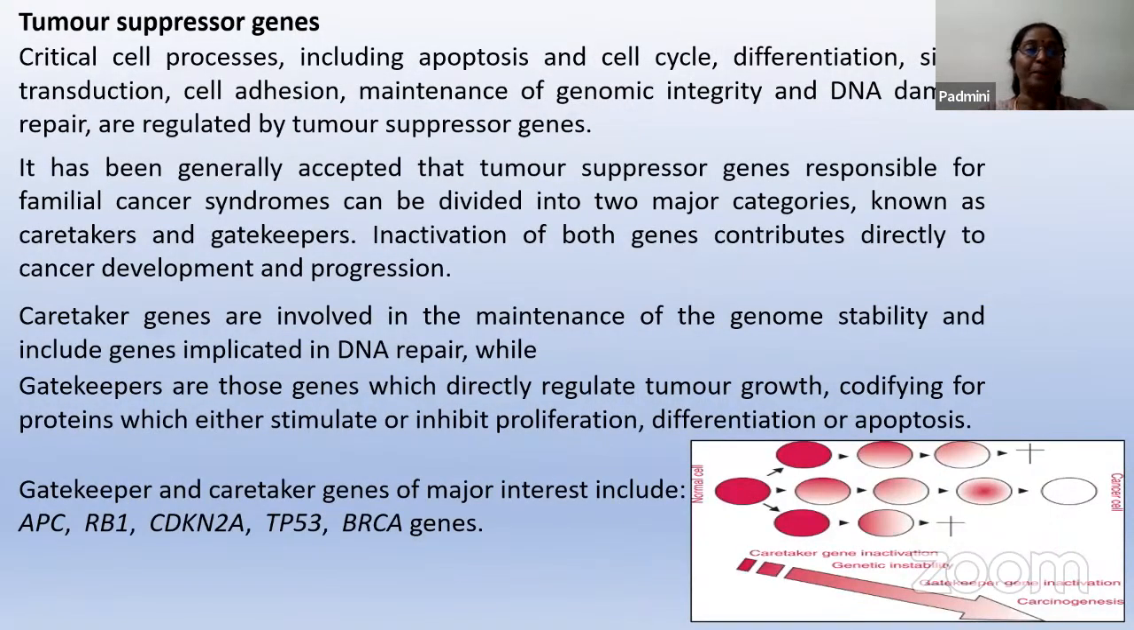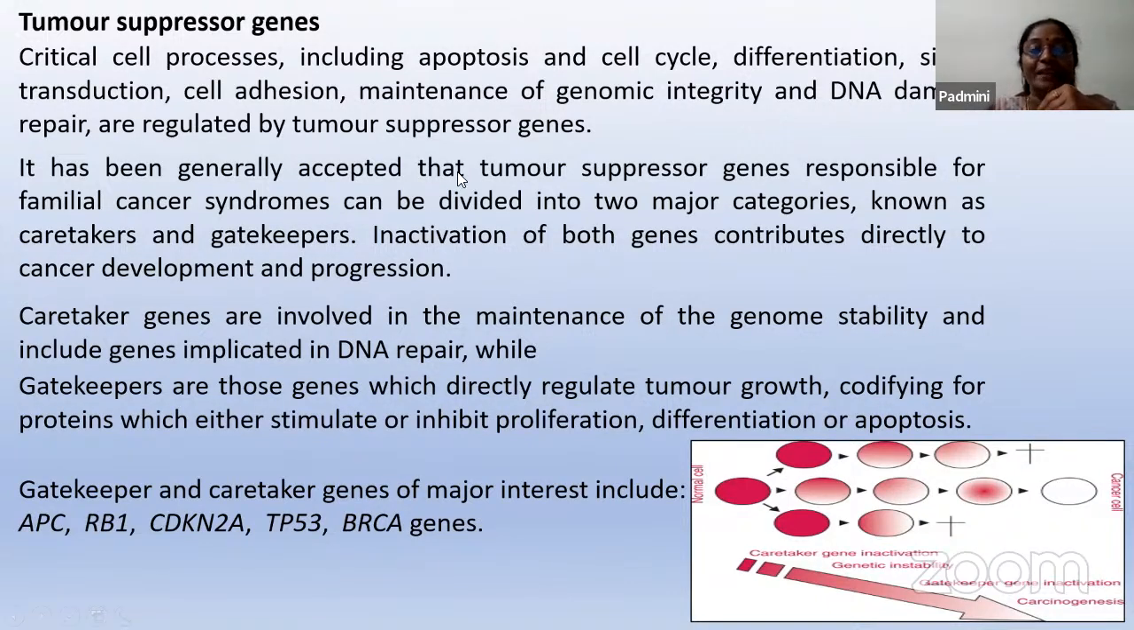Now coming to tumor suppressor genes. What are tumor suppressor genes? Critical cell processes, including proliferation, apoptosis, cell cycle, differentiation, signal transduction, cell adhesion, maintenance of genomic integrity, and DNA damage repair are regulated by tumor suppressor genes. So all these processes have to be controlled, and tumor suppressors control them, thereby not allowing cancer to develop.